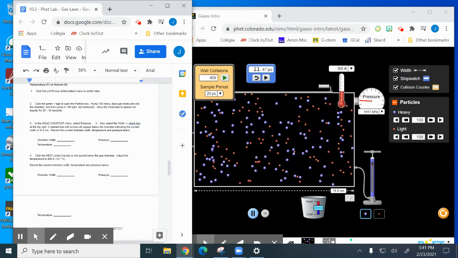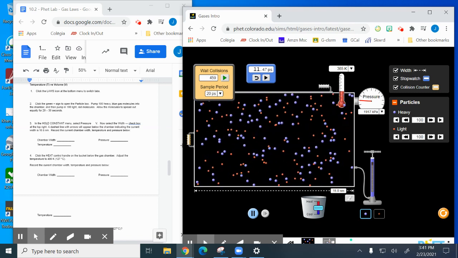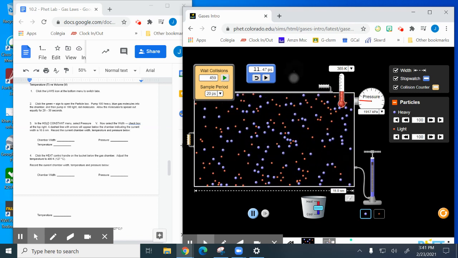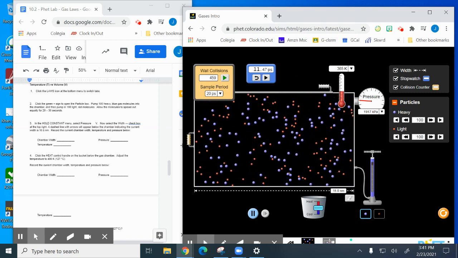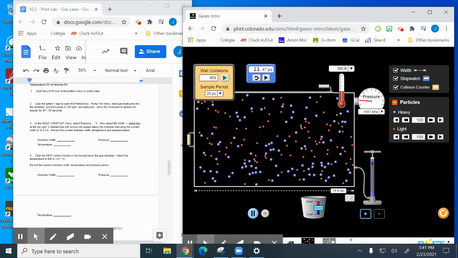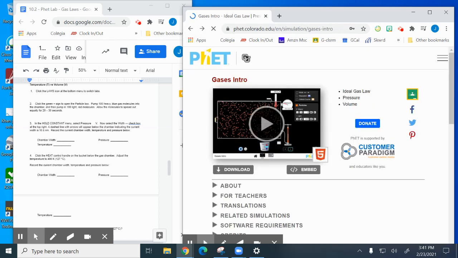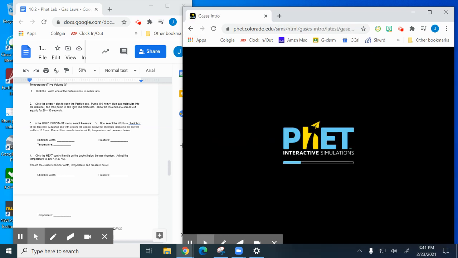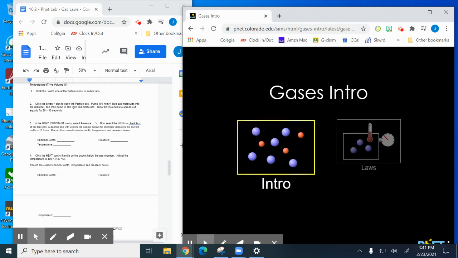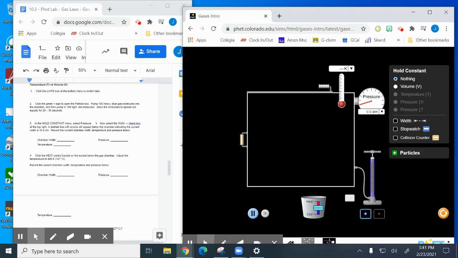Click the laws icon at the bottom to switch. I do not see the laws icon at the bottom menu to switch tabs. Let me back up one. Maybe you can't see it from here. Laws. There we go. All right, so now we're on laws.